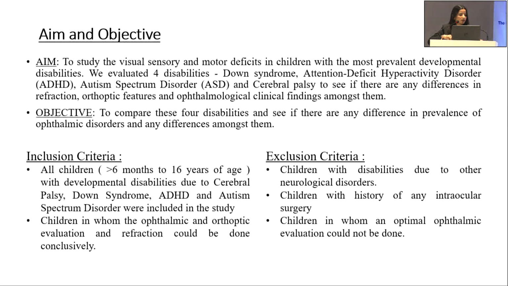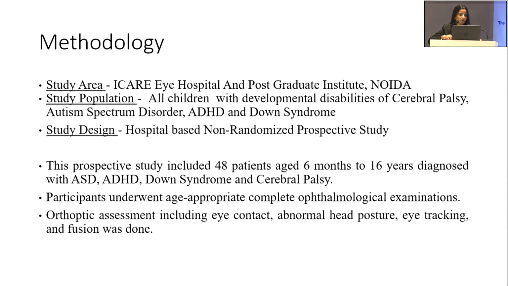We included all the children between the ages of 6 months to 16 years with these four disabilities, in whom the ophthalmic and orthoptic evaluation and refraction could be done conclusively. We excluded children with other neurological disorders, any history of intraocular surgery, or in whom an optimal ophthalmic evaluation could not be done. The study area was the Eye Care Eye Hospital and PG Institute, Noida. The population was all the children diagnosed with these four disabilities, and it was a hospital-based, non-randomized prospective study.